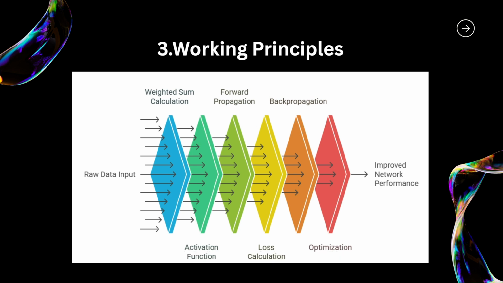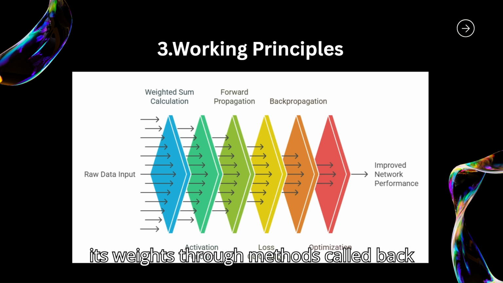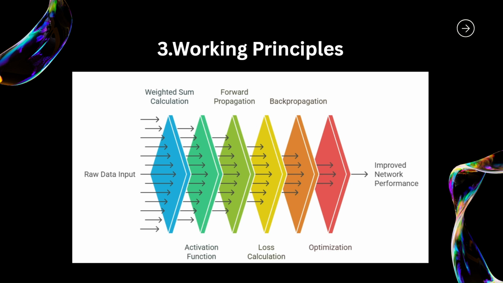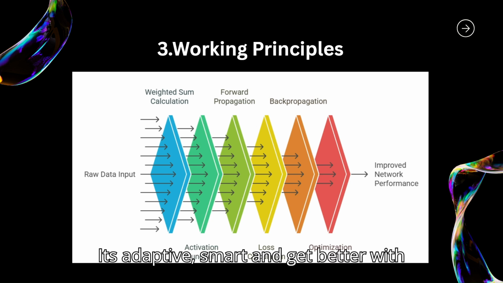It's all about training, just like how we learn from practice. ANN adjusts its weights through a method called backpropagation. It keeps updating until it gets the answers right. It's adaptive, smart, and gets better with more data.